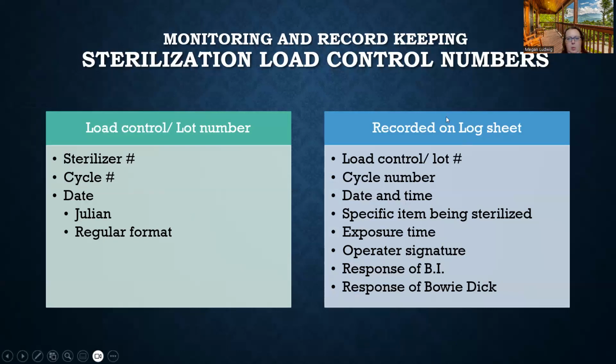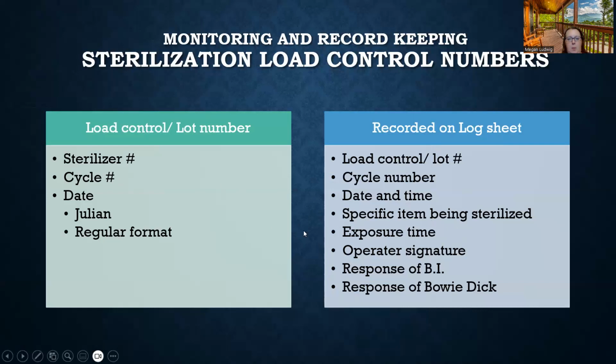So other things you have to record on the log sheet, the load control and lot number, the cycle number, like we talked about over here, date, time, specific item being sterilized, especially if it's like your immediate use steam sterilizer. You may just have the one thing in there. It's easy to just write one thing, right?